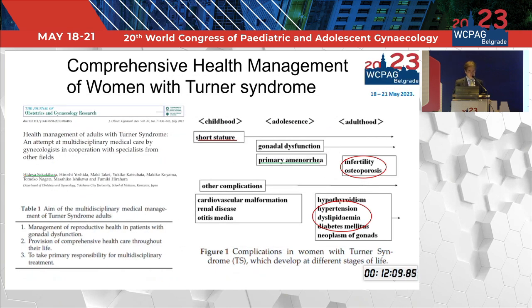So here is our report on comprehensive health management of women with Turner syndrome. The figure on the right shows the complications of Turner women from our reports. There are many cases of short stature diagnosed in childhood, and growth hormone treatment is performed by pediatricians. In adolescence, secondary sex characteristics such as the onset of menarche are lacking due to ovarian dysfunction, and hormone replacement therapy is performed. After adulthood, reproductive problems, osteoporosis, endocrine or metabolic disorders eventually occur. Therefore, as shown in the table on the left, healthcare for Turner women should be comprehensive, with a focus on gonadal dysfunction and the coverage of other complications.